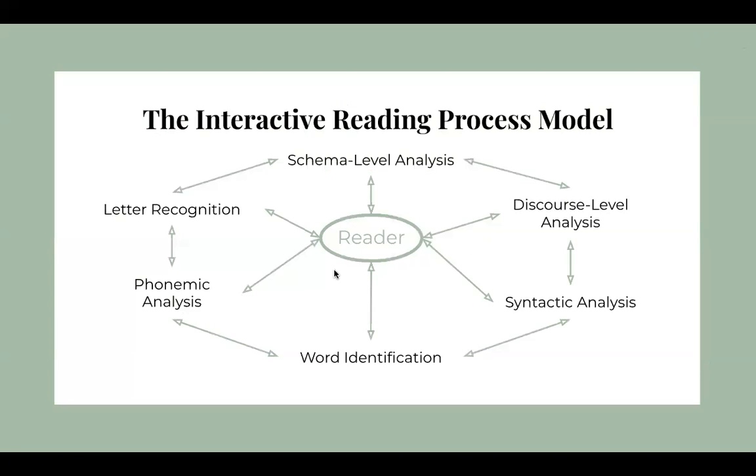So this is the interactive reading process model. At the center, we have the reader. There were previous models prior to this one called bottom-up instruction and then top-down instruction, which focus on one step at a time and teaching these things in sequence. But we have learned through research that some students are able to master one component before the next, and it's important to include all of them in a circular model.